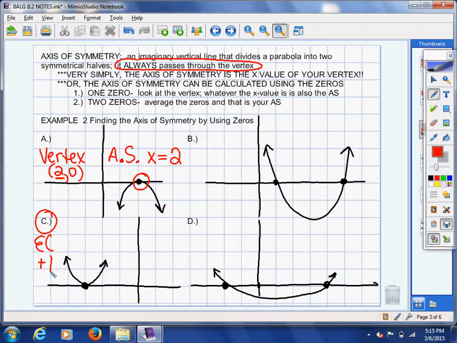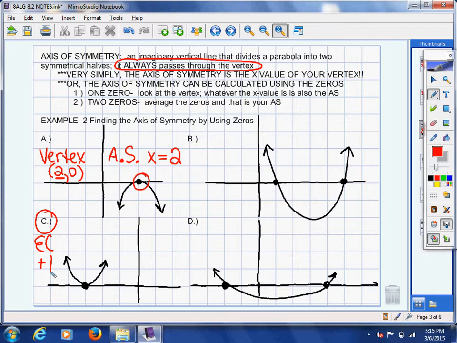Now let me talk to you about B. There's another way to do B, especially if your vertex isn't very obvious. And I had to do some fancy footwork with B and D. I couldn't totally fit them both on the page. Just imagine that D goes a little bit deeper than it does, and B as well goes a lot deeper down the y-axis. Okay, so what if you can't really tell what the vertex is?